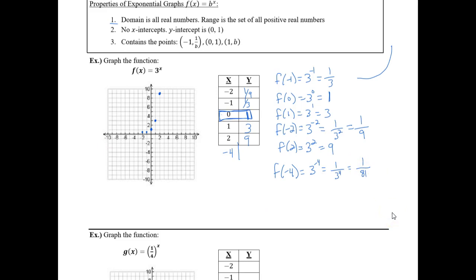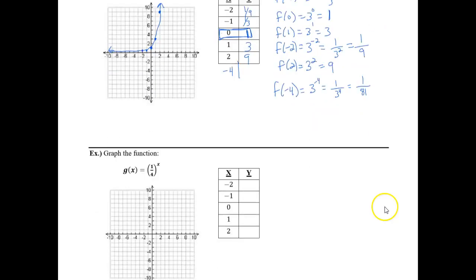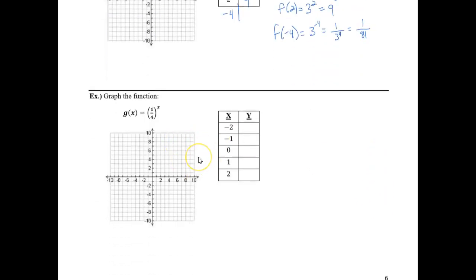So when you draw this graph, I do not want to see it go below or touch that x-axis. It's going to get close to it, but it's not going to touch it. And there you go. Why don't you go ahead and try this next example. And keep in mind you're starting with a fraction, so when you take the reciprocal of 1/4, it's going to be 4 over 1, or just 4.